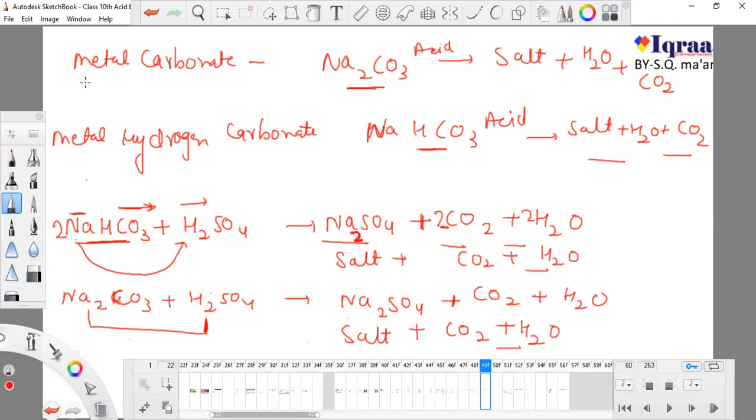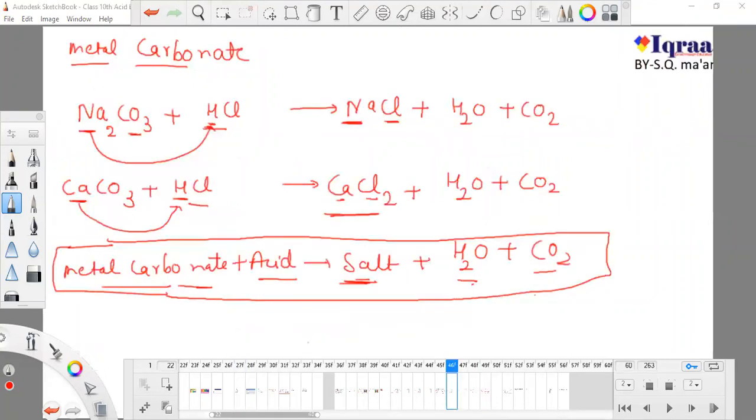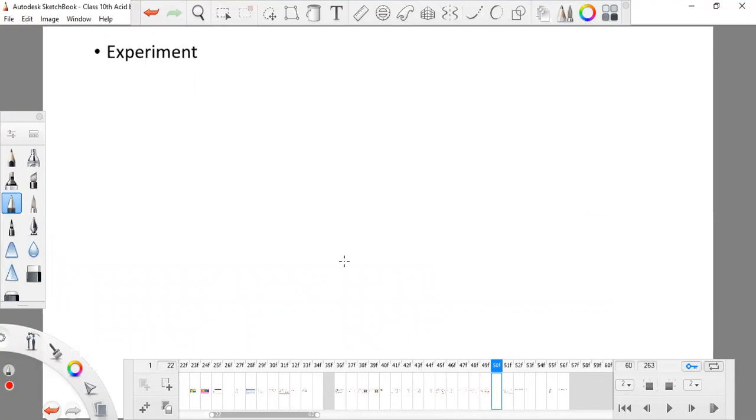Whatever you use, either you use metal carbonate with acid, or you use metal hydrogen carbonate with acid, or you can say metal bicarbonate, the result will be same. It will form salt, it will form water, and it will form carbon dioxide. Okay, I hope you understood what I am teaching. Please reply in the chat box if you are able to understand what I taught you, because it is a bit difficult topic and boring too.